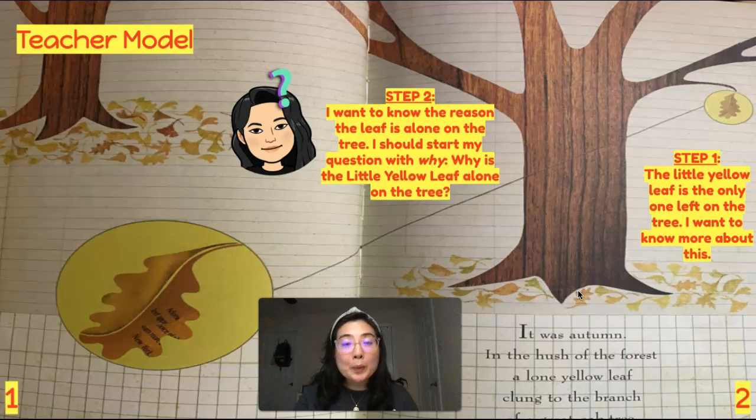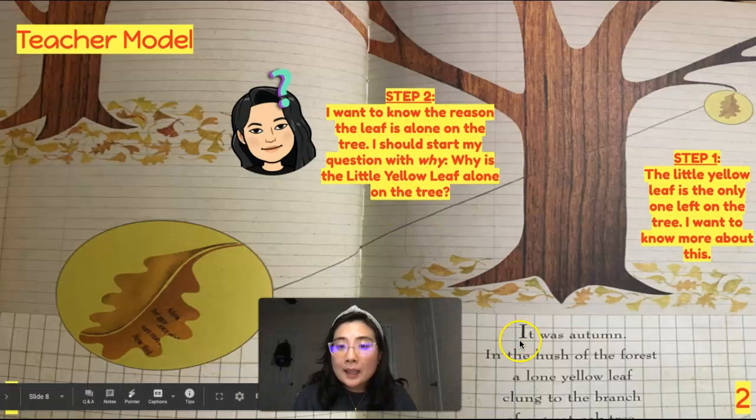Now I'm going to reread the page to see if I can find the answer to this question. Why is the little yellow leaf alone on the tree? I'm going to read page 2.